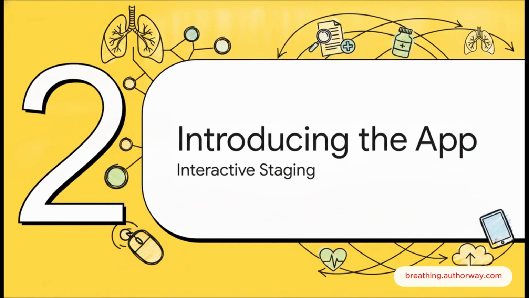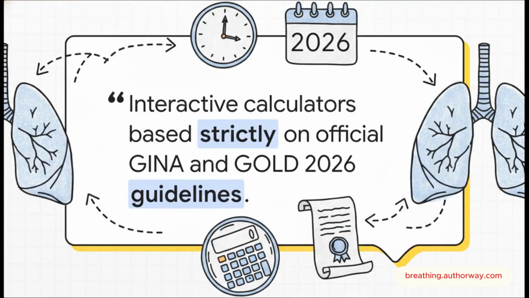Which brings us to Section 2, Introducing the interactive app. So what's the big deal with this tool? Well, it's an interactive clinical staging and management calculator, and here is the key part. It's based strictly on official guidelines. It's essentially a direct translation tool for clinicians. It doesn't invent any new rules. No, it just takes the official 2026 strategy reports and turns them into this highly responsive, real-time interface.